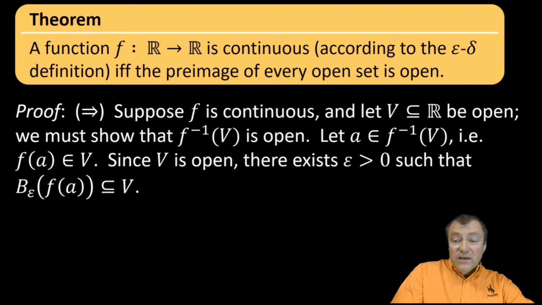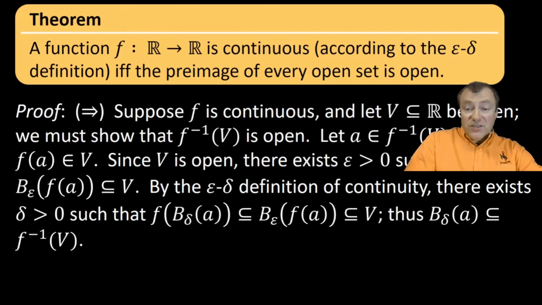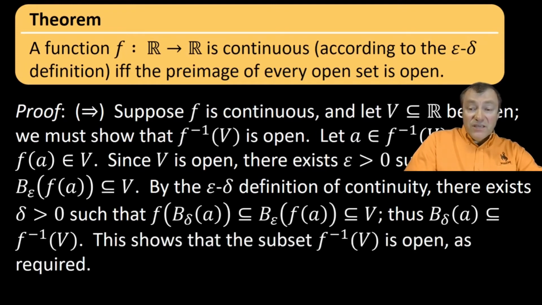Since V is open, there exists a positive epsilon ball, centered at f of A, which is entirely contained in V. By the epsilon delta definition of continuity, there's a delta ball around A, which is mapped entirely into the epsilon ball around f of A, which again is contained in V. So, by definition, the delta ball centered at A is contained in the preimage of V. This shows, by definition, that the preimage of V is open.